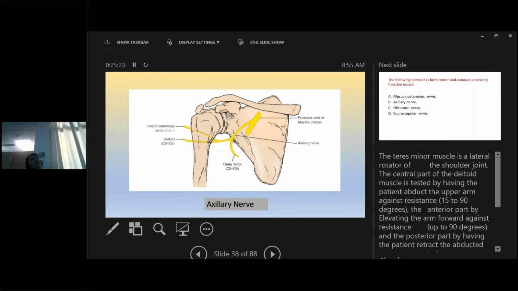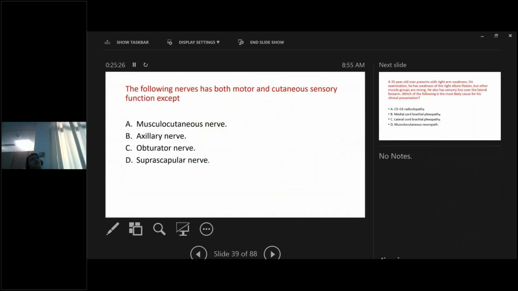Okay, which of the following nerves has both motor and cutaneous sensory function? You know, we have motor nerve, we have sensory nerve, and we have mixed nerve. So all of these are mixed nerves except suprascapular. Okay, we know that. Remember, even though we're not discussing the lower extremity, the obturator has a small innervation in the medial upper thigh.